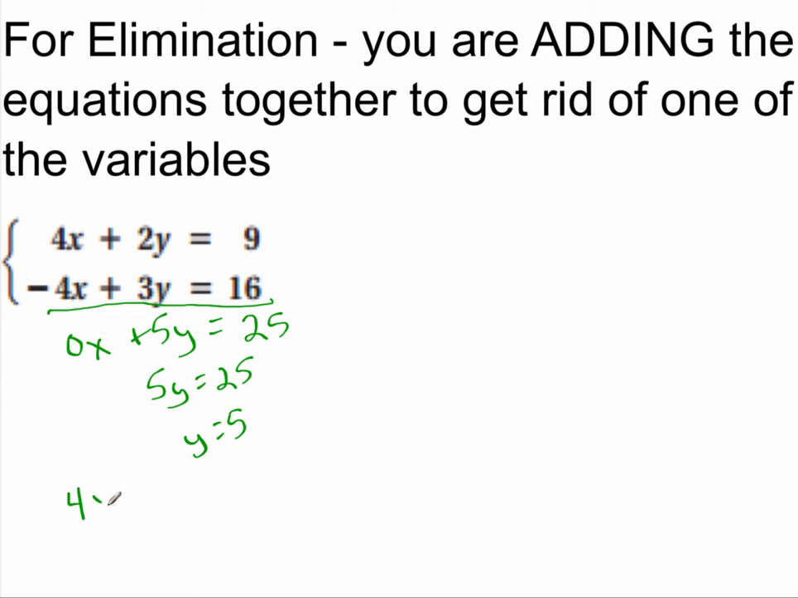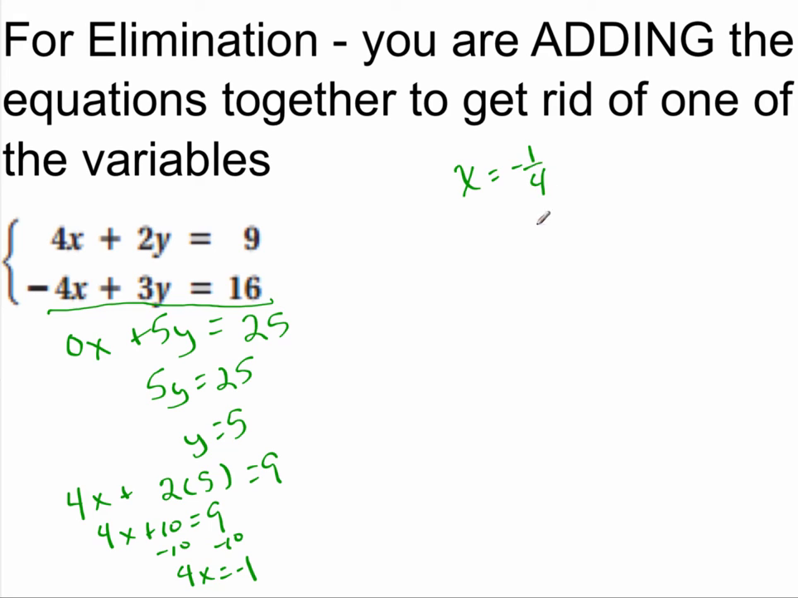So 4x plus 2 times 5 is equal to 9. So 4x plus 10 is 9. Subtract 10 from both sides. So 4x is minus 1. So, I hate to do this, but x is minus 1/4. So I have a solution, minus 1/4, 5.